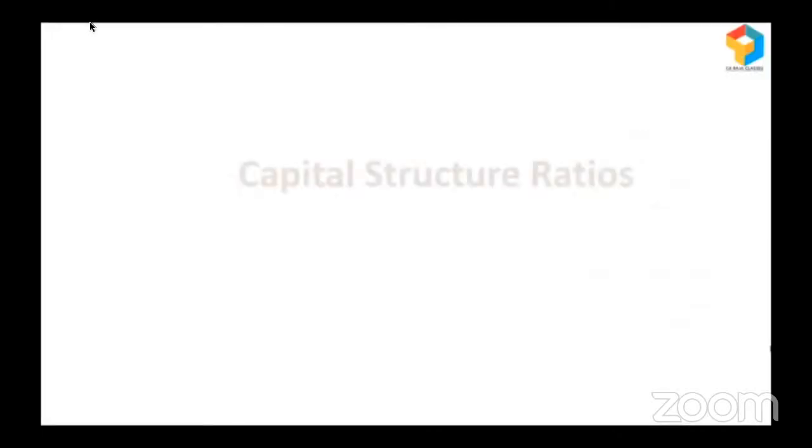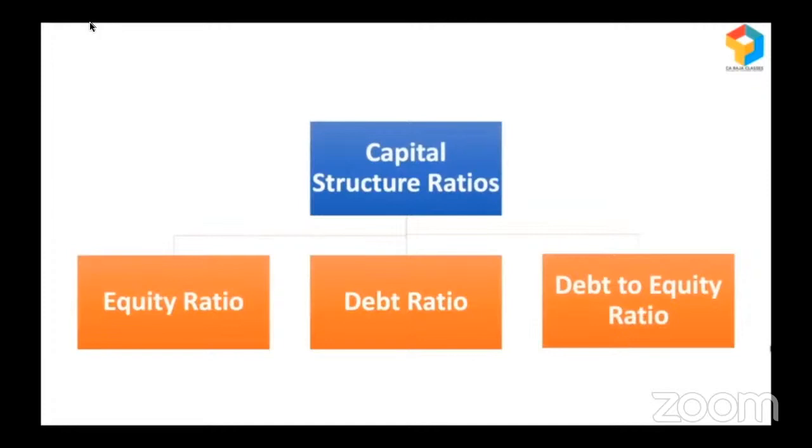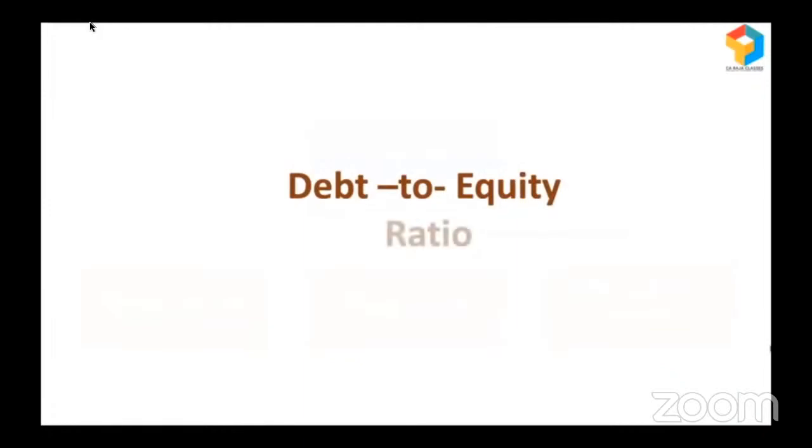Now let's move on to capital structure ratios. Under that, there are three ratios, but here we are going to discuss what is important from a banker's point of view, that is the debt to equity ratio. In the debt to equity ratio, we'll be comparing the debt with equity to understand the long-term solvency of a business.